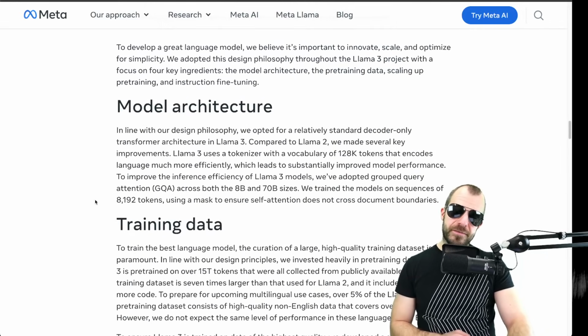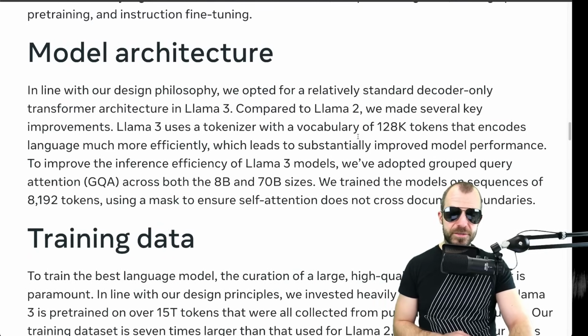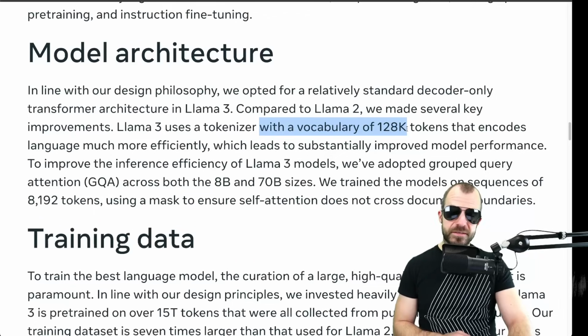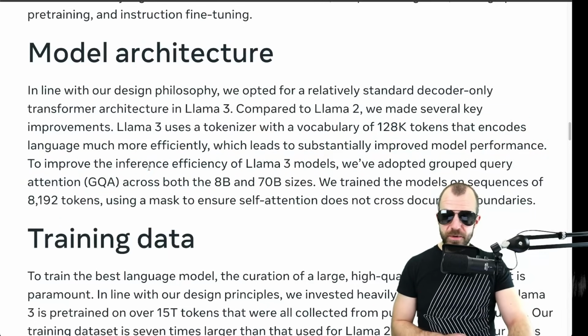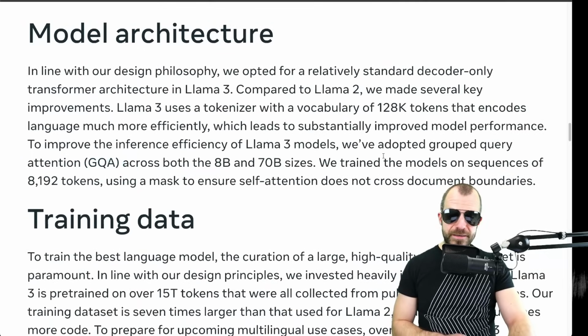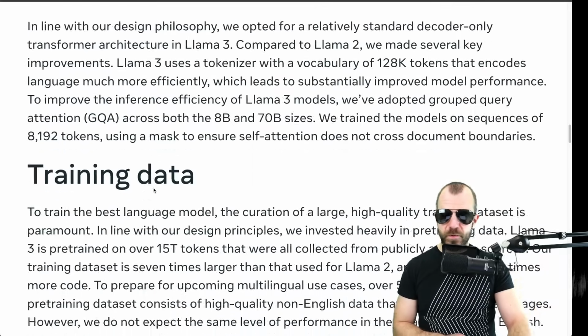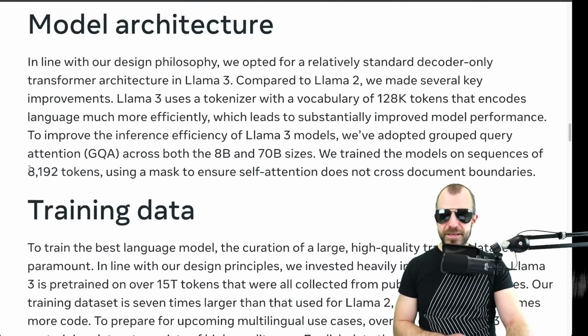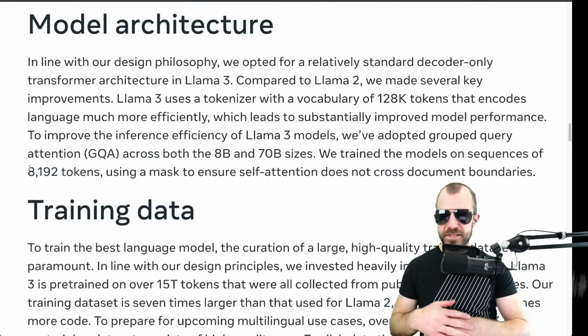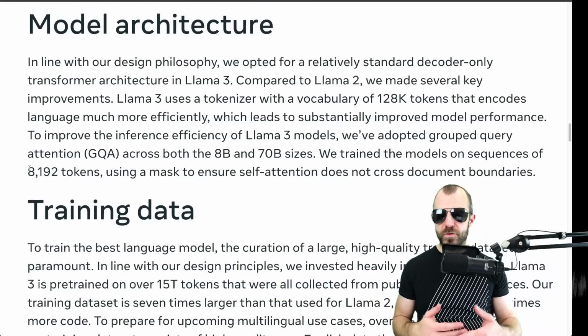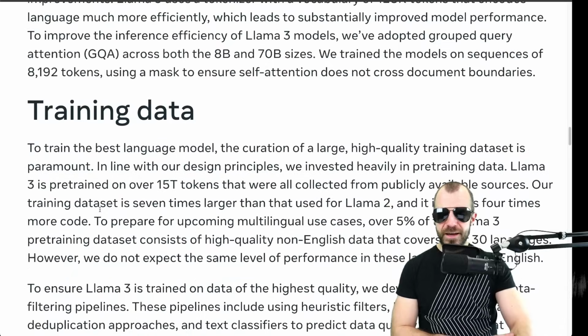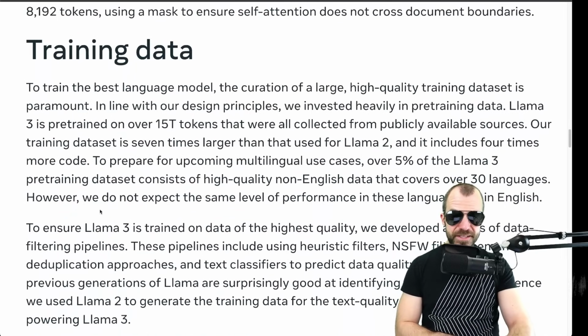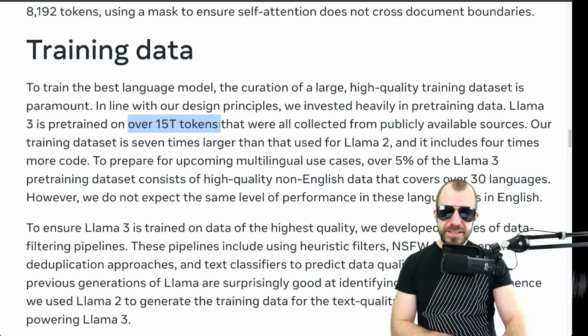The interesting parts, the interesting changes maybe are detailed here. Model architecture, they have a larger vocabulary. So a tokenizer with a vocabulary of 128,000 tokens, saying it encodes language more efficiently, which leads to substantially improved model performance. Also, they're using grouped query attention, and they've increased their context size to now 8,000 tokens. I believe in Llama 2, it was 4,000 tokens. And these 8,000 tokens, they can then be extended. So through various methods of context length extension, they can be extended to nowadays almost arbitrarily long context, obviously trading off the performance.